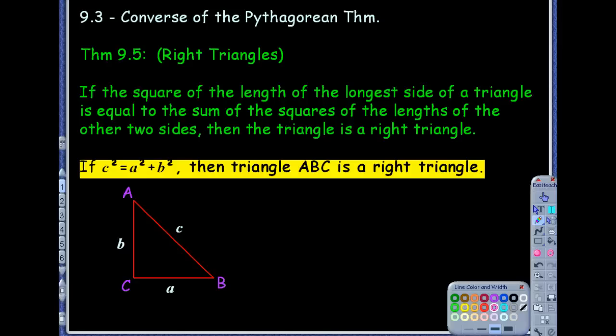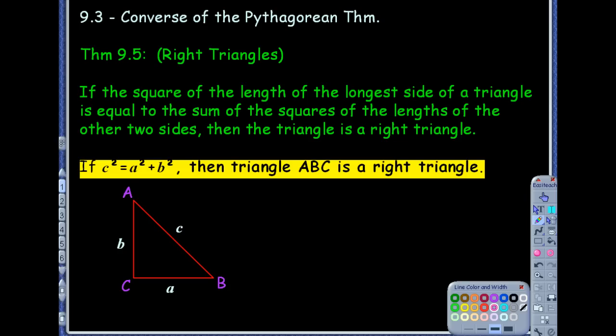9.3 is going to talk about this idea of the converse of the Pythagorean theorem. So we already know what the Pythagorean theorem is. You guys have had some exposure to it in the last section, but also in middle school. So the Pythagorean theorem was what? That when we have a right triangle, then we knew that c squared was equal to a squared plus b squared. Perfect. Okay, so the converse would be basically flip-flopping that, right?